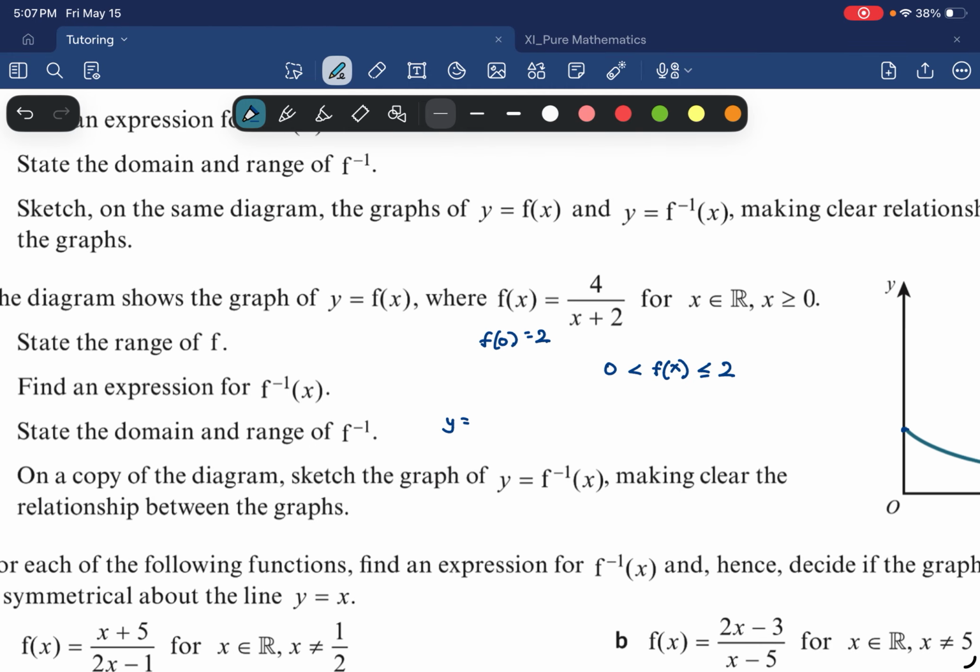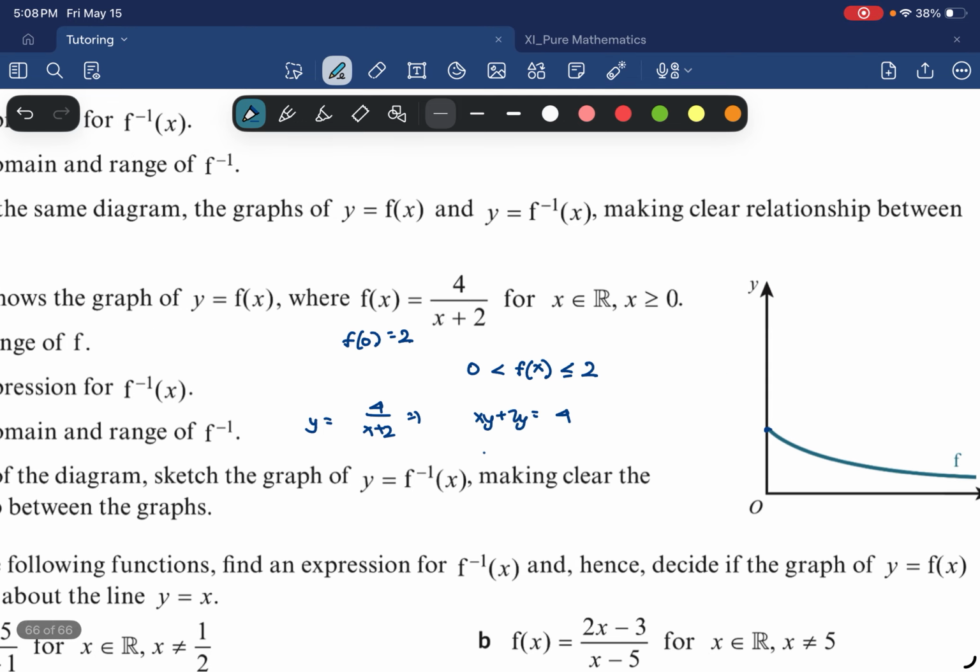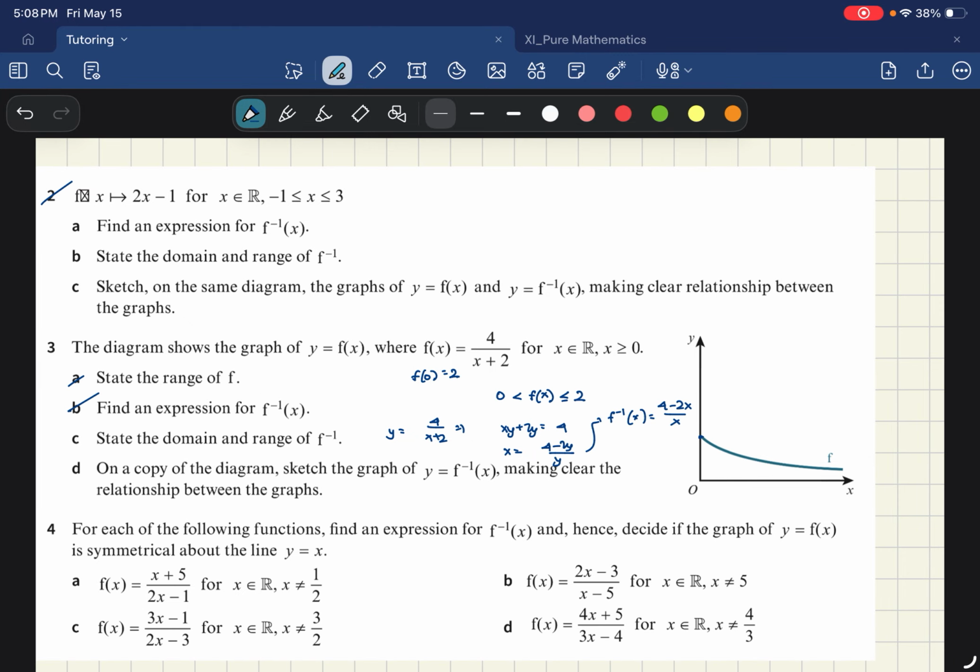So we have y is equal to 4 over x plus 2, which gives us xy plus 2y is equal to 4, which gives us x is equal to 4 minus 2y over y. So I did it very quickly, but you can get the expression that f inverse of x is going to be 4 minus 2x over x.